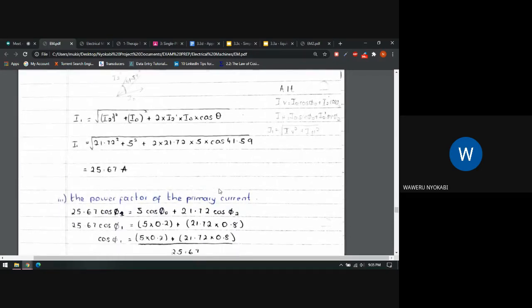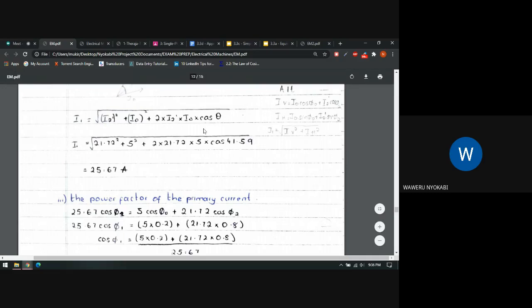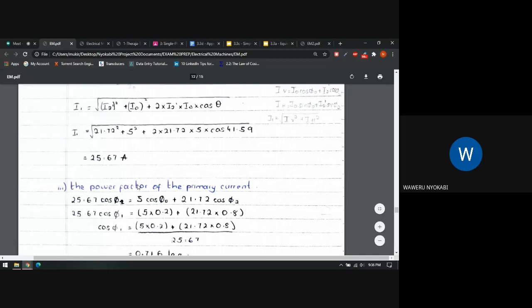Now we have the magnitude, which is 25.67 amps, and you have that angle. The angle, which was between I2 prime and I naught, helped us to get this magnitude. So now the next thing, it's asking for the power factor of the primary current.